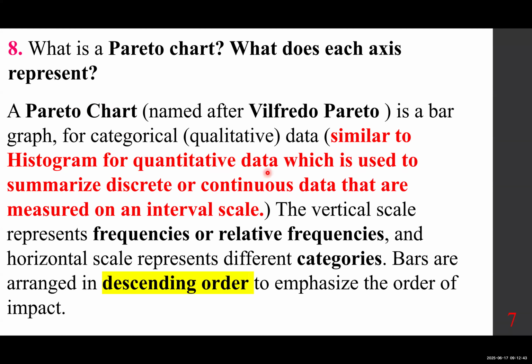A histogram for quantitative data is used to summarize discrete or continuous data that are measured on an interval scale. The vertical scale represents frequencies or relative frequencies, and the horizontal scale represents different categories. Bars are arranged in descending order to emphasize the order of impact. So in short, histograms and Pareto charts are very similar. Pareto chart is for qualitative and histogram is for quantitative.